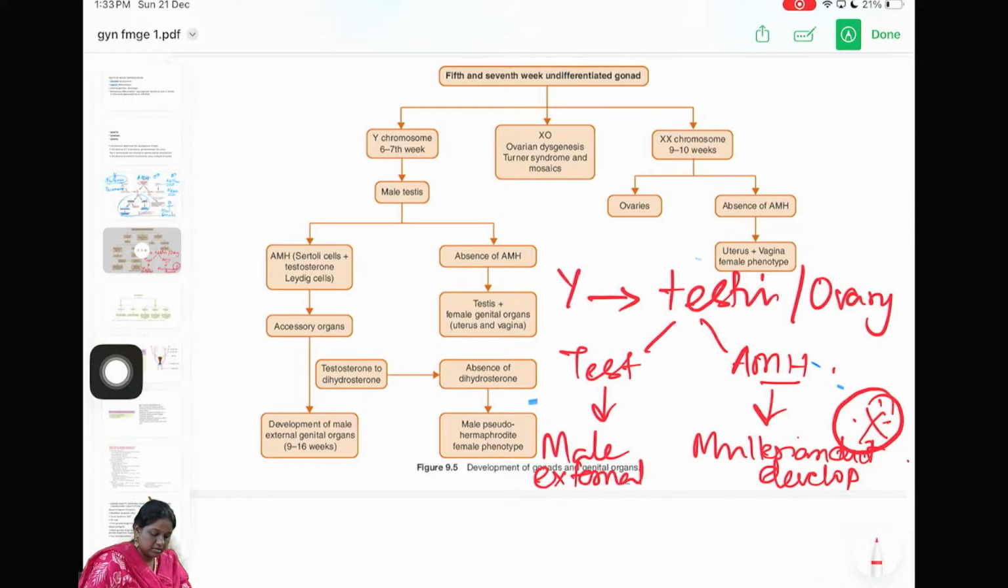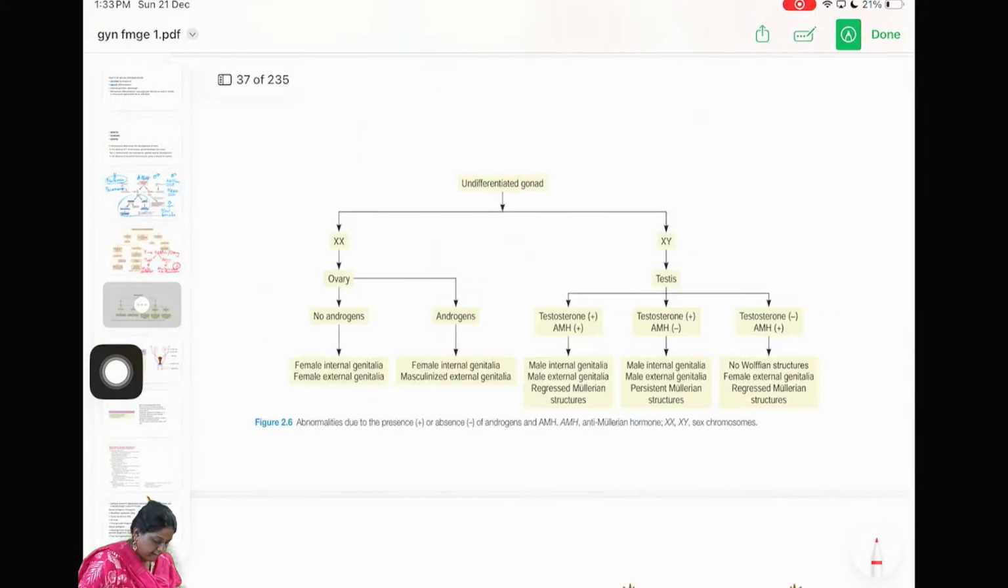Mullerian duct, no development. Understood? See, in XY, the testis is present. If the testis is present and AMH is present, everything is male. If the testis is present, testosterone is present, so the external genitalia will be male only.